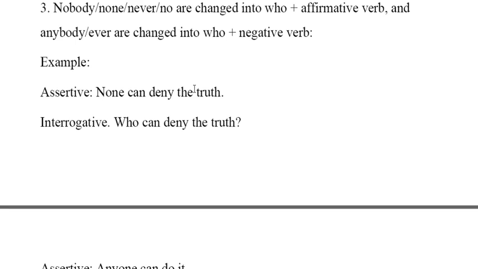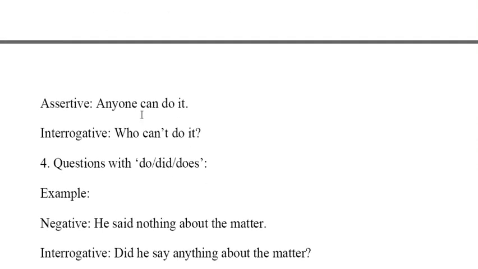Number 3 says nobody, none, never, no are changed into who plus affirmative verb, and anybody, ever are changed to who plus negative verb. So if you find nobody, none, never, no, these are changed into who plus affirmative verb. And if you find anybody, ever, they will be changed to who plus negative verb. So, none can deny the truth becomes interrogative: who can deny the truth? Then, anyone can do it, so who can't do it.